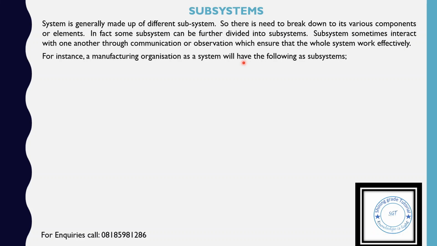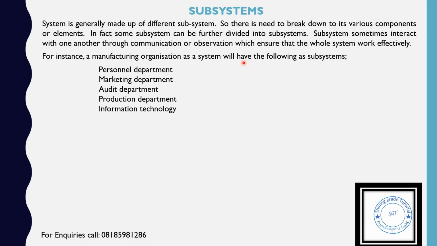Alright, so we can have different types of subsystems, for example in a manufacturing organization and system. In an organization that has a business system, they can have different subsystems there. They can have a personnel department as a subsystem. We can have a marketing department as a subsystem, an audit department, a production department. We can as well have information technology as a subsystem in the organization. We can have a maintenance department. We can also have a purchasing and procurement department as a subsystem in such an organization.